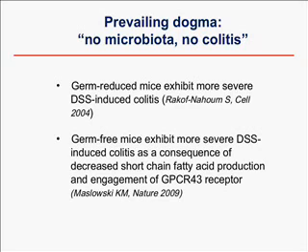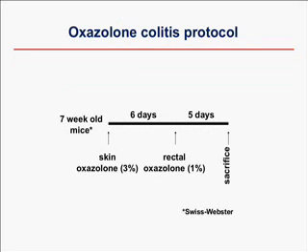So there's already data to indicate that the fortress that was built up, no microbes, no colitis, is really not correct, at least for the innate immune system. And for the adaptive immune system, we looked at this oxazolone colitis model I've already alluded to, where you sensitize an animal and then you challenge them mucosally.